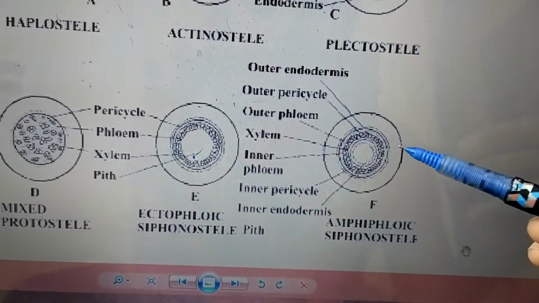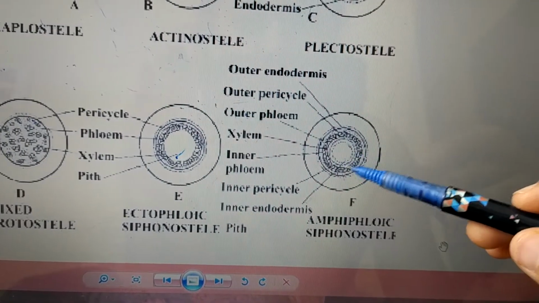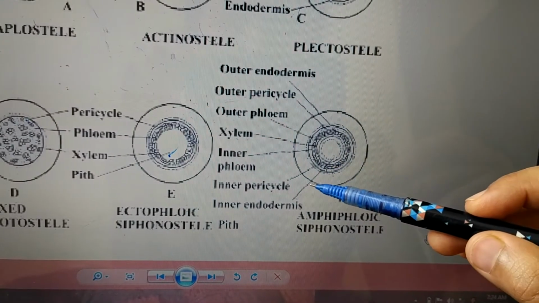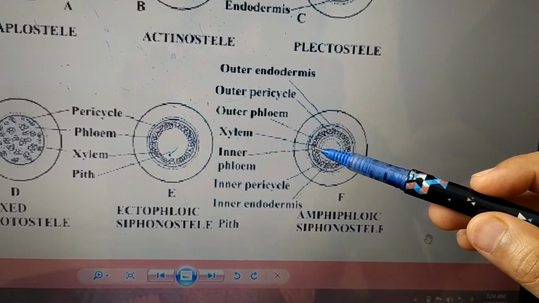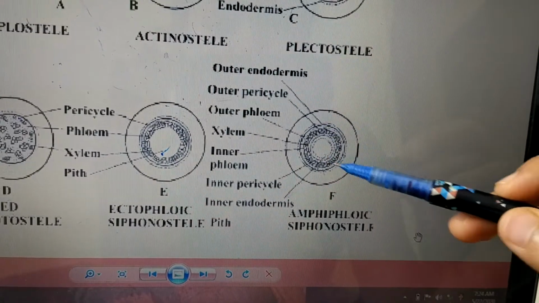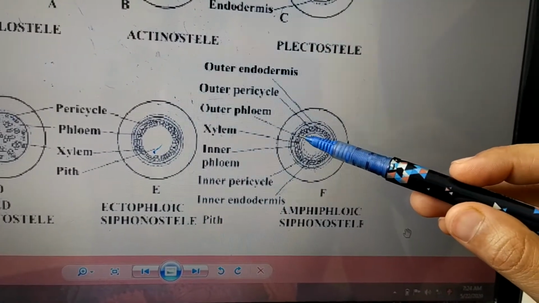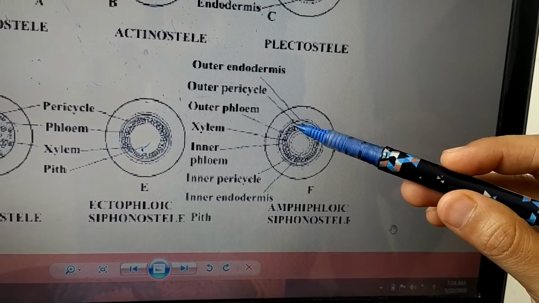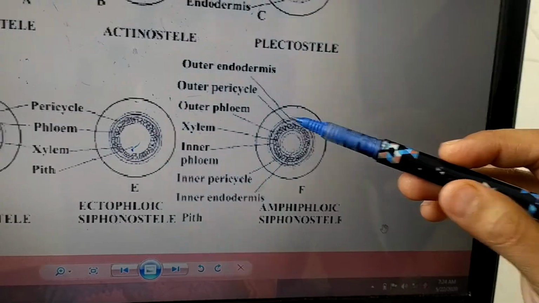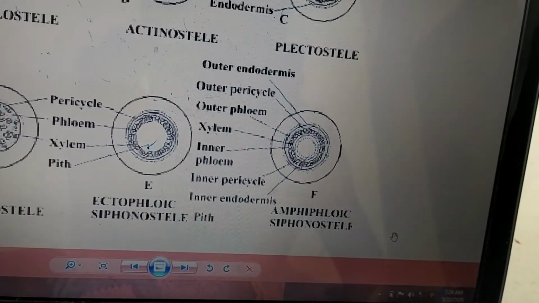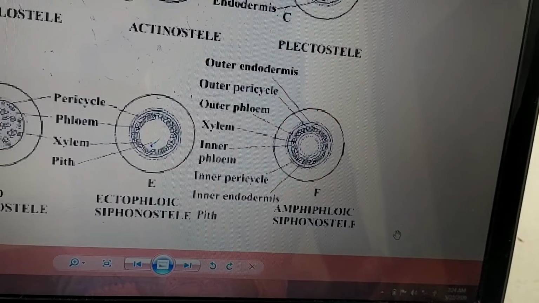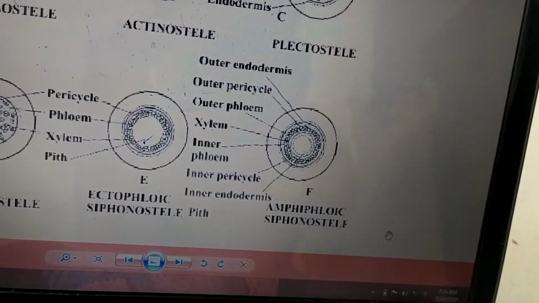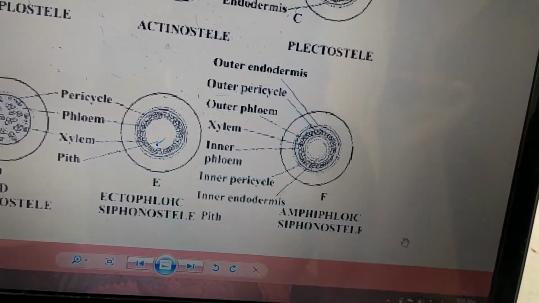So you can make out here we have a central pith. This central pith is surrounded by first the inner pericycle. We have inner endodermis. Next to inner endodermis we have inner phloem. Next to inner phloem we have presence of xylem. Next to xylem, outer phloem. Next to outer phloem, outer pericycle. Next to outer pericycle we have outer endodermis. So there is a presence of two phloem, one on either side of the xylem. Such a kind of stele is called amphiphloic siphonostele.